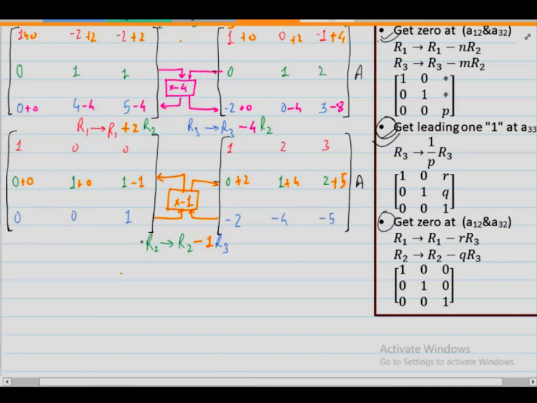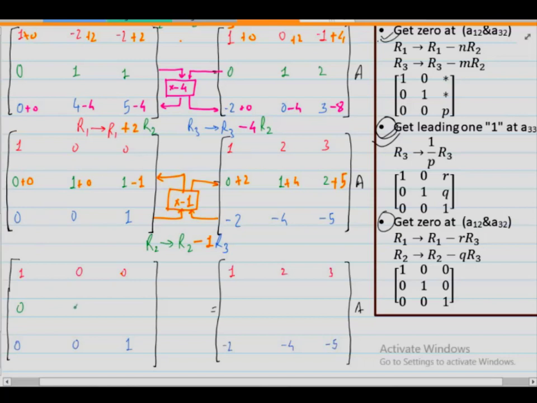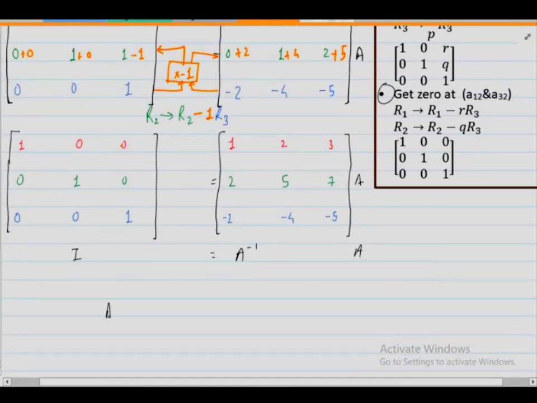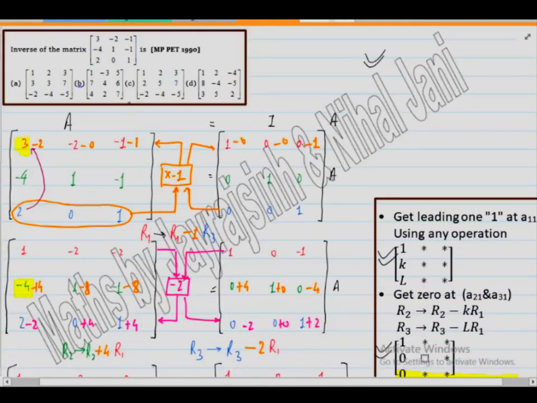And we know that in this process the first and third rows will be as they are, so let's write them down as they are, and our second row will be 0 1 0 2 5 7. So yes, we get I is equal to A inverse A form, which suggests that our A inverse is 1, 2, 3, 2, 5, 7, minus 2, minus 4, minus 5. Now let's see the options. Option C is your answer. Ta-da!